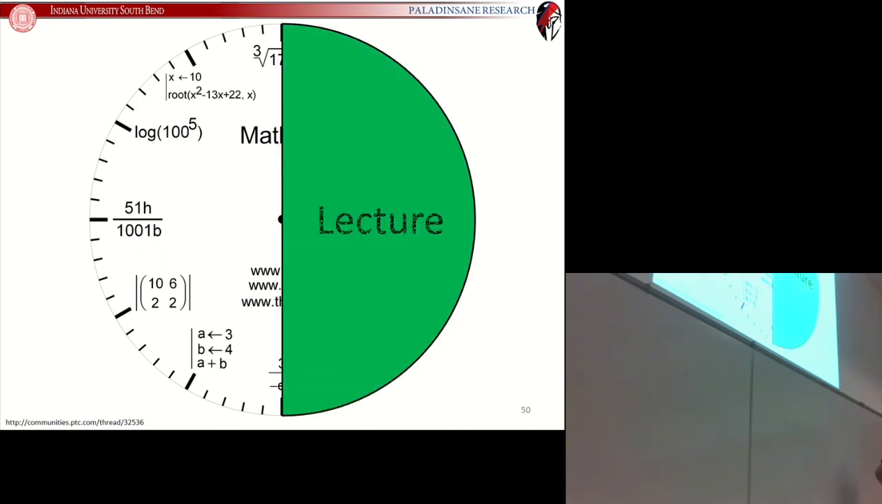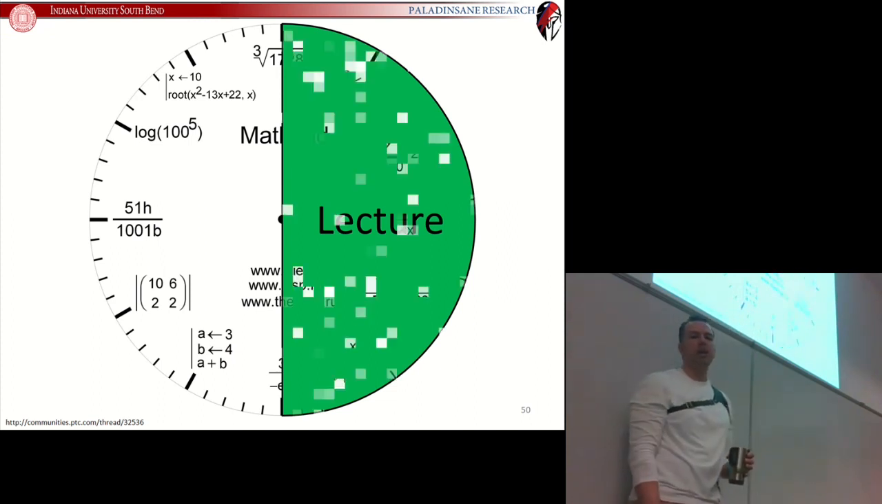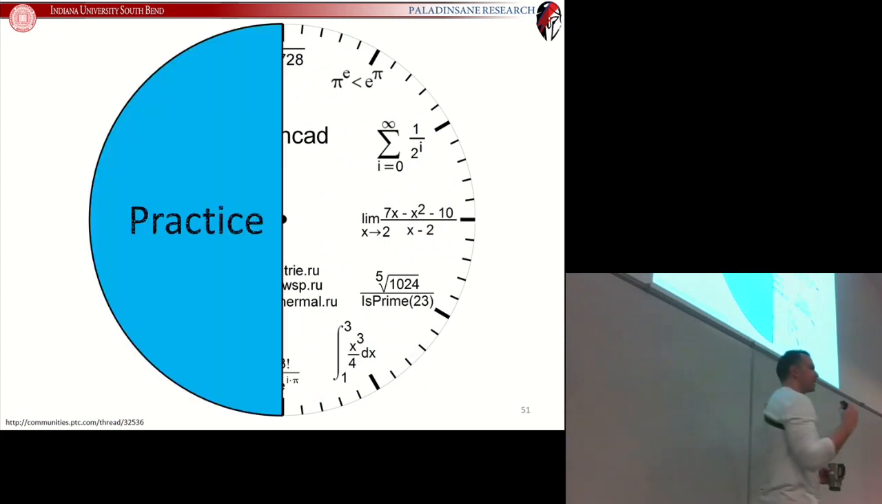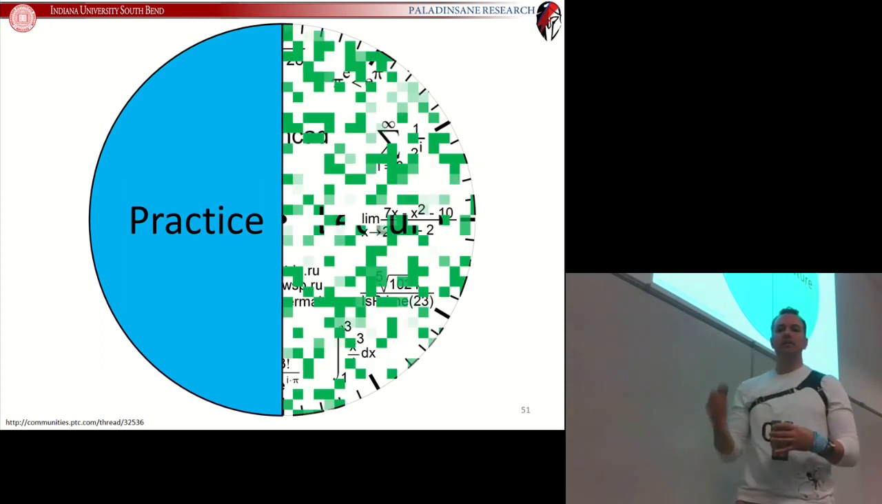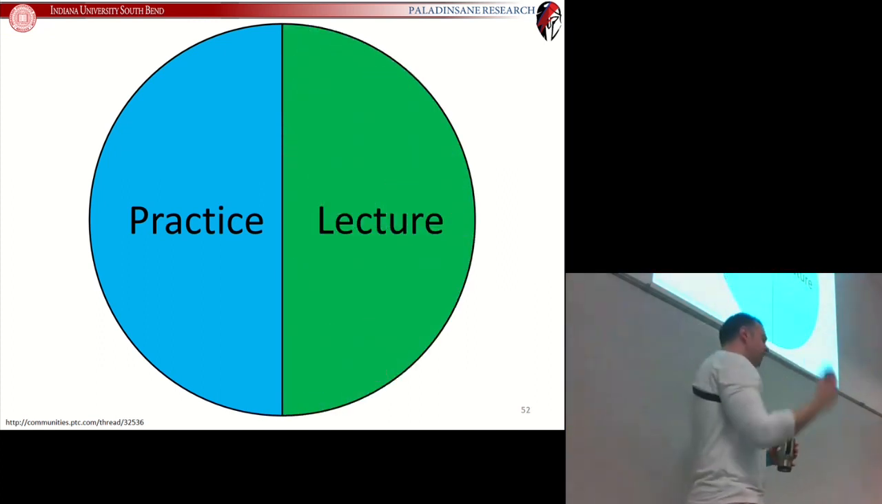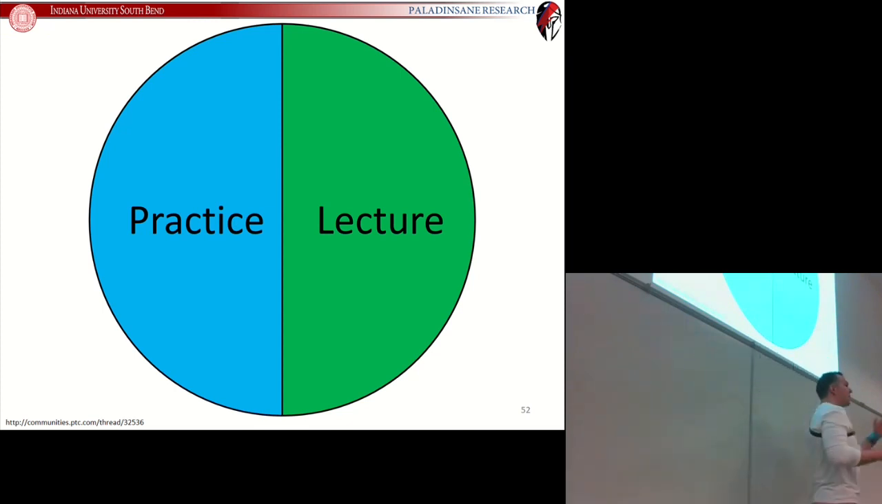But we are going to dedicate approximately half of the class to lecture, and then the other half of the class is going to be dedicated to actually practicing what we just learned about. So if we learn about how to do summation, we'll actually have time in class to practice summation. If we learn how to do a t-test, we'll have time in class to practice t-test.